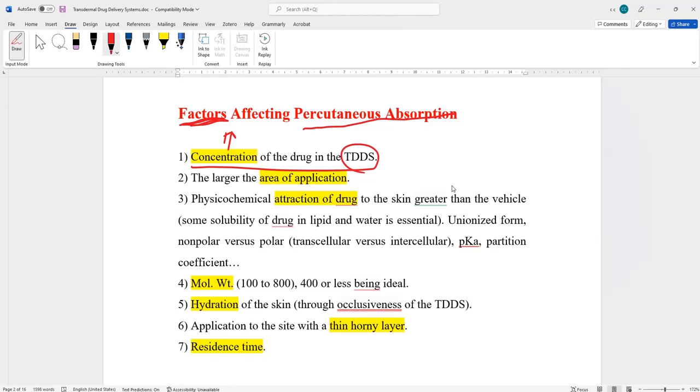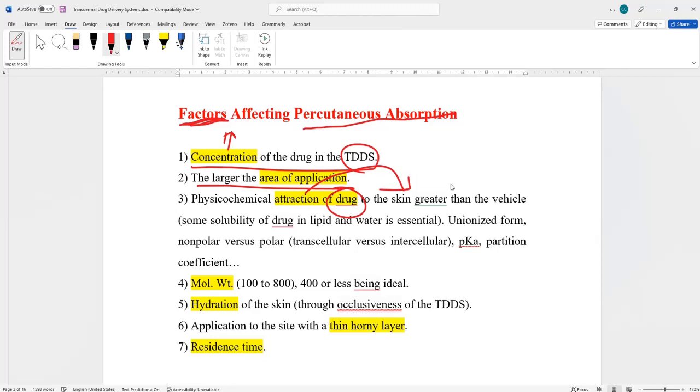The difference between the concentration in the transdermal drug delivery system and the concentration in the systemic circulation. Also the area, meaning how big is your transdermal patch? The bigger the transdermal patch, the larger the application area, which means more drug gets to the systemic circulation.